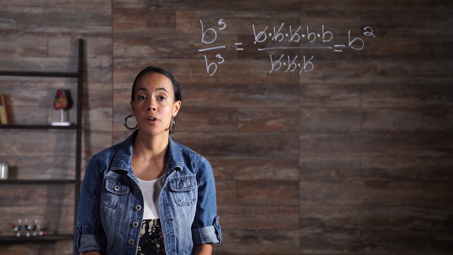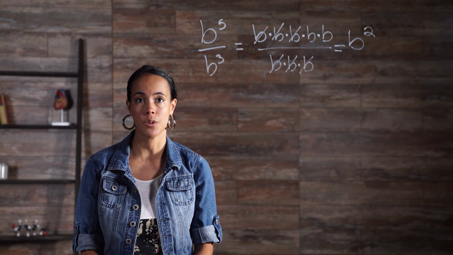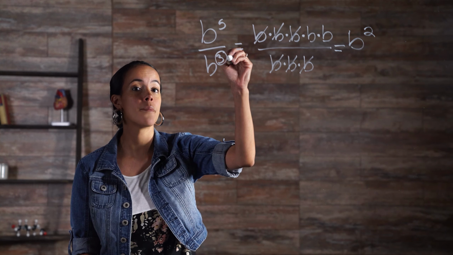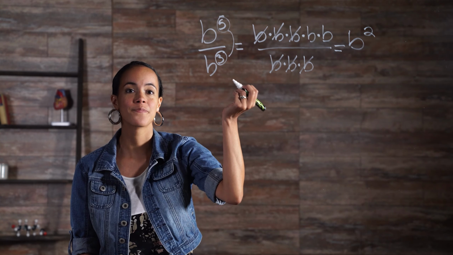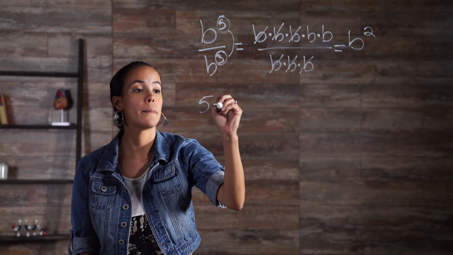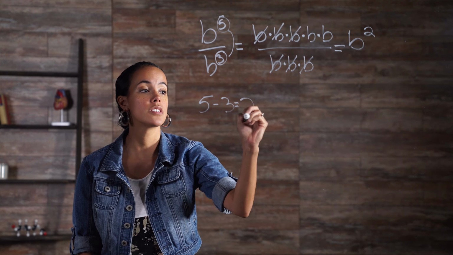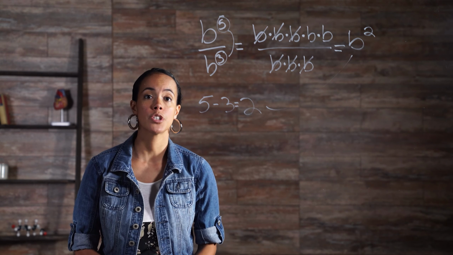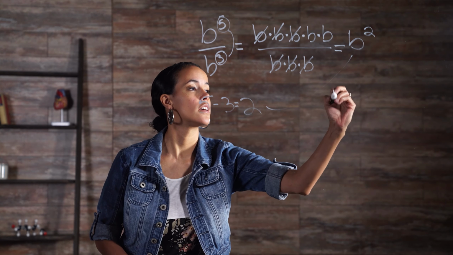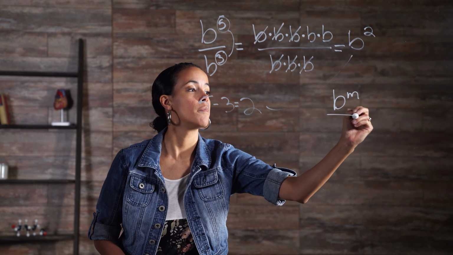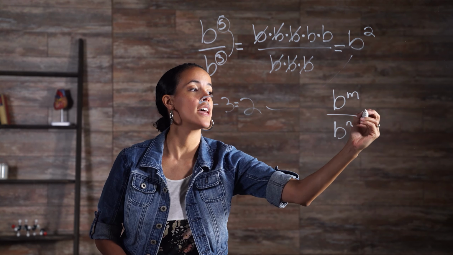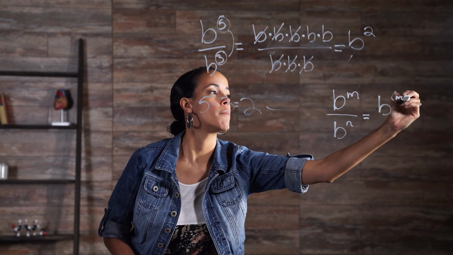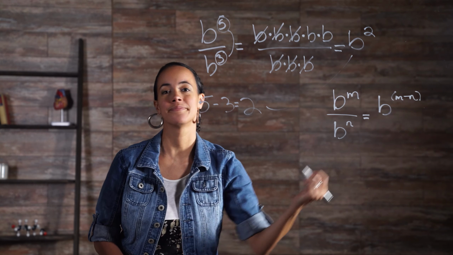The quotient of powers property allows a quicker, more efficient result. Simply subtract the exponent of the denominator from the exponent of the numerator. 5 minus 3 equals 2. The general form for the quotient of powers property is b to the m over b to the n equals b to the m minus n.